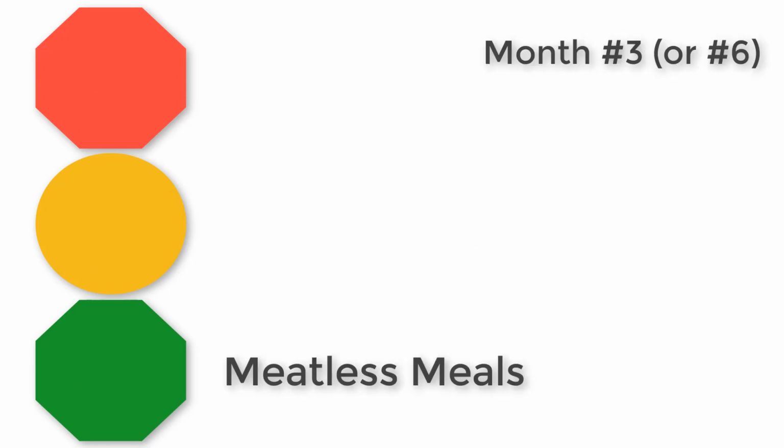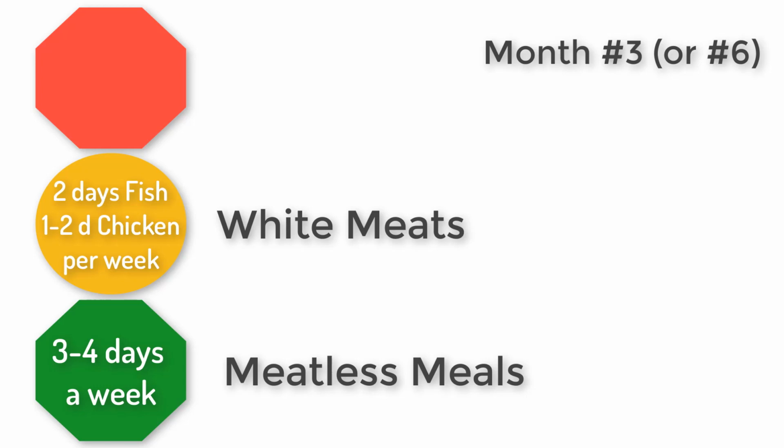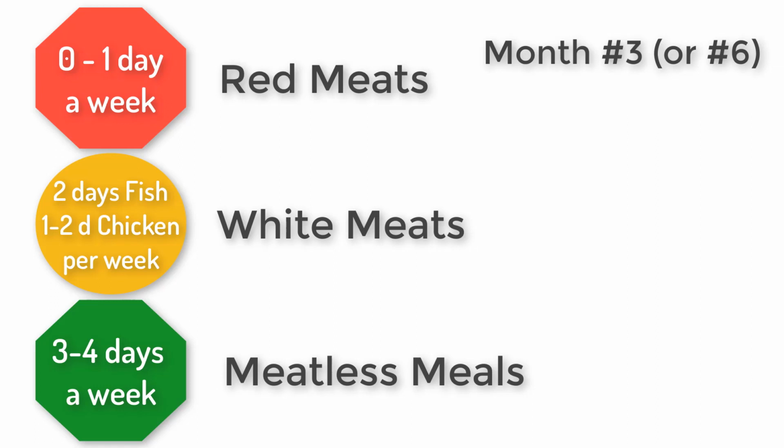But if you want to move to the next level, the best meal plan would be having meatless meals 3 to 4 times a week, 2 fish in a week, 1 or 2 days for chicken, and 0 or 1 day for red meats. And this, if you can maintain for the rest of your life, you are on a good track of prevention and even management of a lot of diseases.